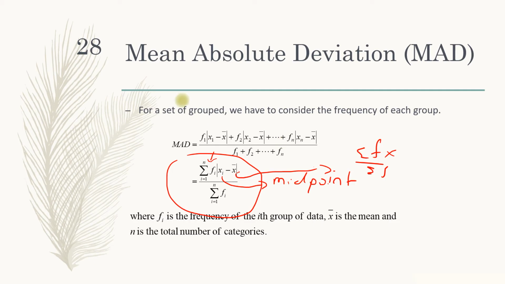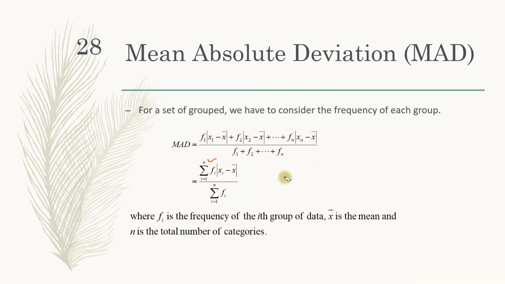So just remember something. We already have our frequency, which is defined by F, which is in one column. But what we need as an additional column is the absolute value of X minus X bar. This is what we need now. And then we will take this absolute value and multiply it by F, and we'll get another column. This is where we are going to take the sum of that column. So let's do it on Excel to illustrate the concept.